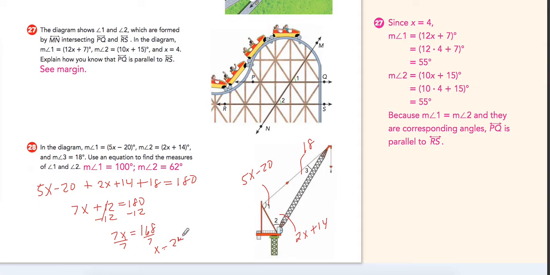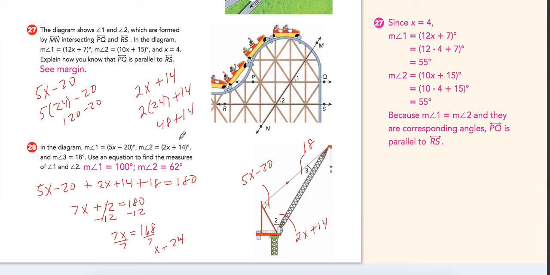x equals 24. Perfect. So if x equals 24, let's find the value of angle 1. So 5x minus 20 can be rewritten as 5 times 24 minus 20. Well, 5 times 24 is 120 minus 20 is 100. For the measure of angle 2, 2x plus 14 can be rewritten as 2 times 24 plus 14. Well, 2 times 24 is 48. 48 plus 14 is 62. And that is the chapter review.